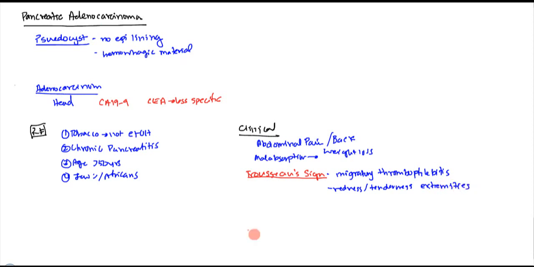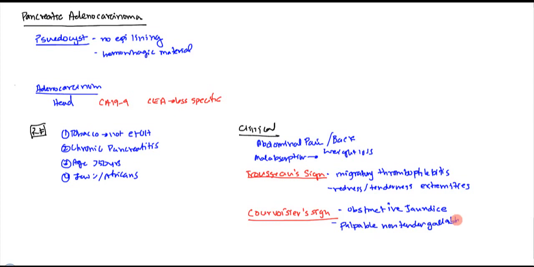The other one is going to be Courvoisier sign. Courvoisier sign is basically whenever someone has obstructive jaundice and a palpable non-tender gallbladder. So whenever someone comes in with these two symptoms, where you feel their gallbladder but it's not tender, and they have obstructive jaundice, that is going to be a sign for adenocarcinoma. And finally, there are some treatments in case someone does have pancreatic adenocarcinoma. Primarily, you can do the Whipple procedure, and obviously chemo and radiation. This is what you would expect to do with someone who has pancreatic adenocarcinoma.